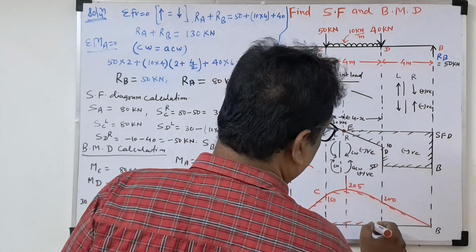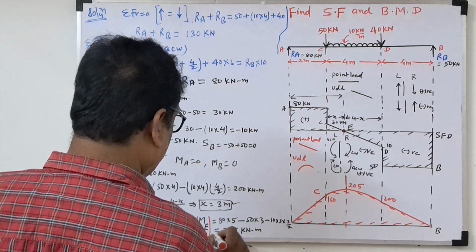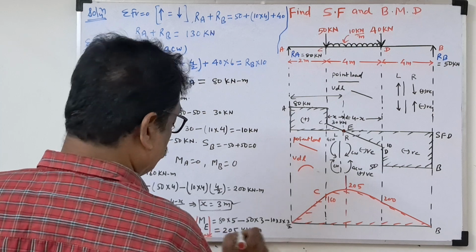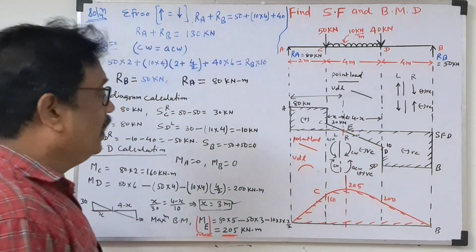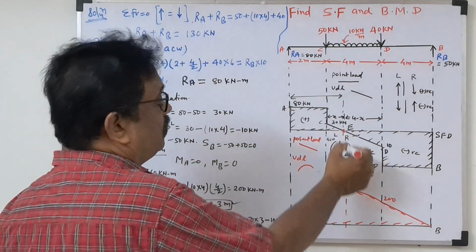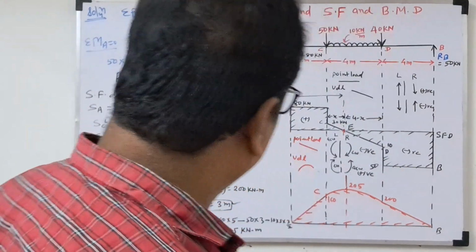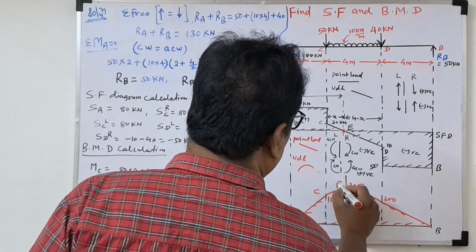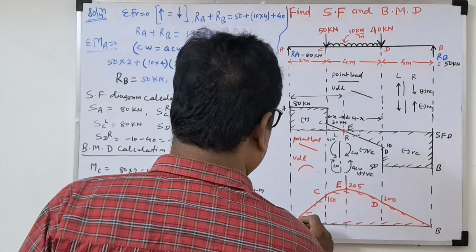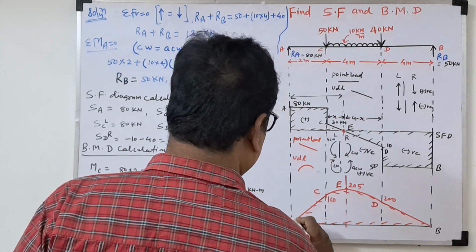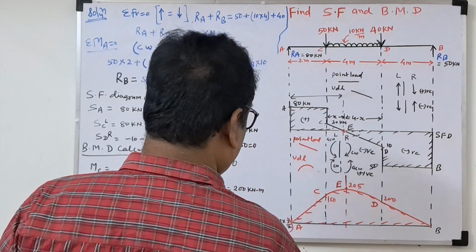If they ask what the maximum bending moment is, this is called the maximum bending moment. The maximum bending moment is 205, because the shear force is 0. So an objective question will ask where the bending moment is maximum: where the shear force is 0, the bending moment will be maximum. This point you give E, where the bending moment is 0 you give D, this is B, and this point you give A. So these are the calculations for bending moment.